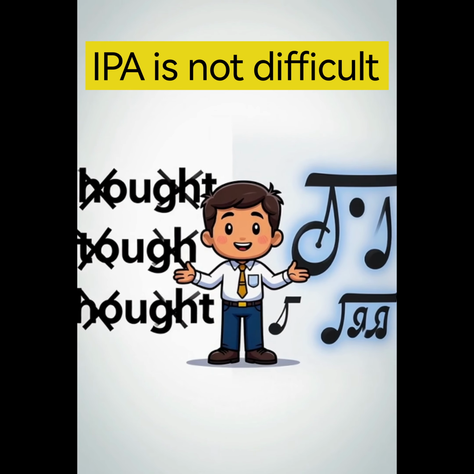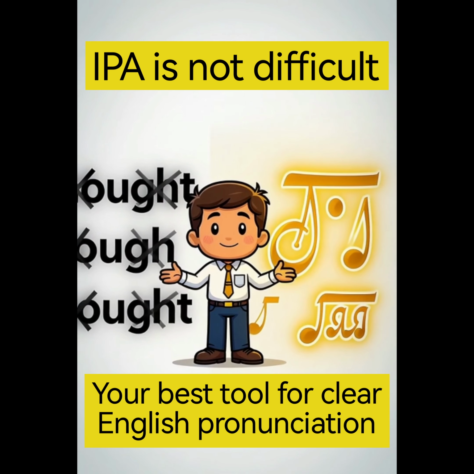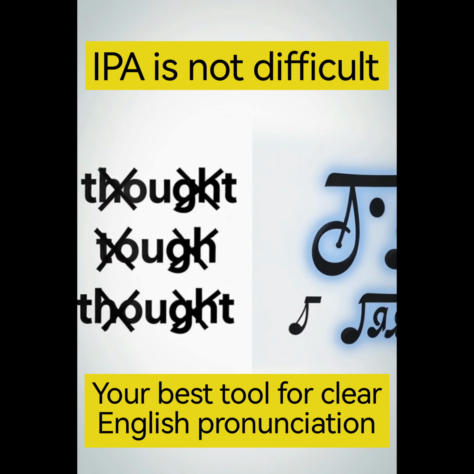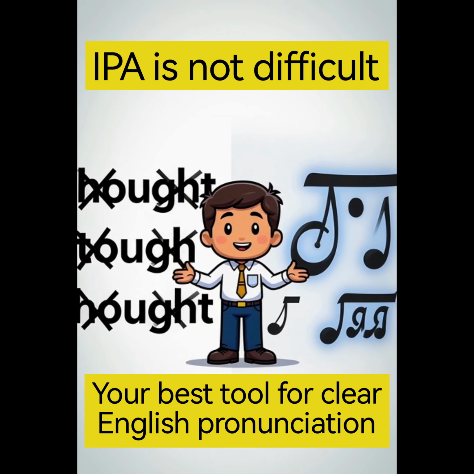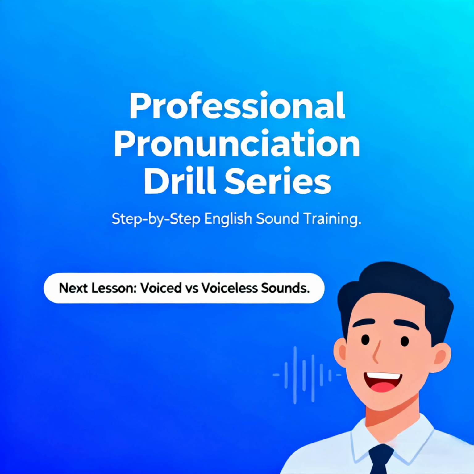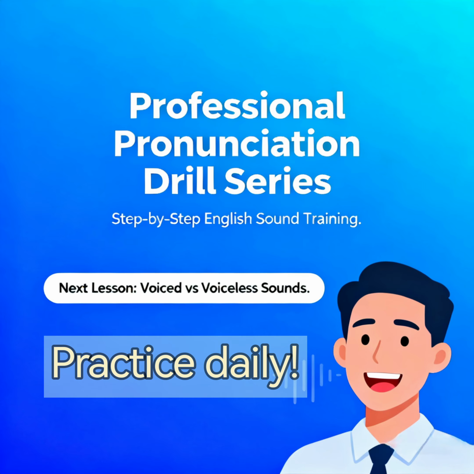The IPA chart is not difficult. It is one of the most reliable tools for improving English pronunciation. In the next lesson, we will train voiced and voiceless sounds in detail, using clear drills and step-by-step practice.